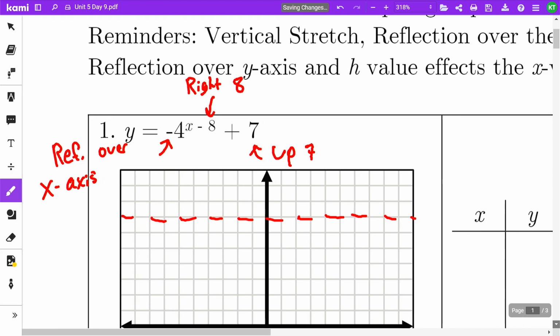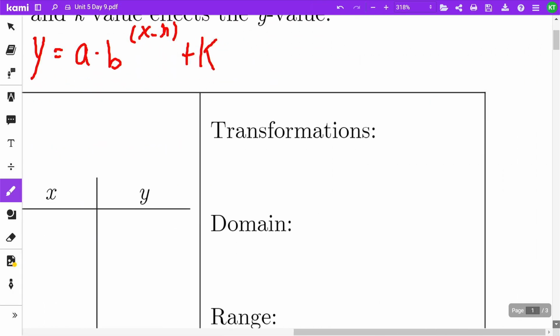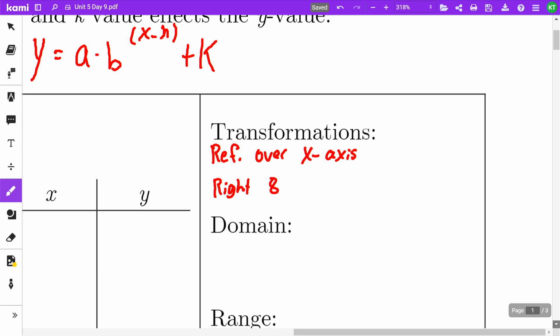So now that I have those pointed out, I'm going to go ahead and write those under my transformations on my column on the right. So again, we have a reflection over the x-axis. We have a horizontal shift right 8. And then we have vertical shift up 7, which we already discussed.